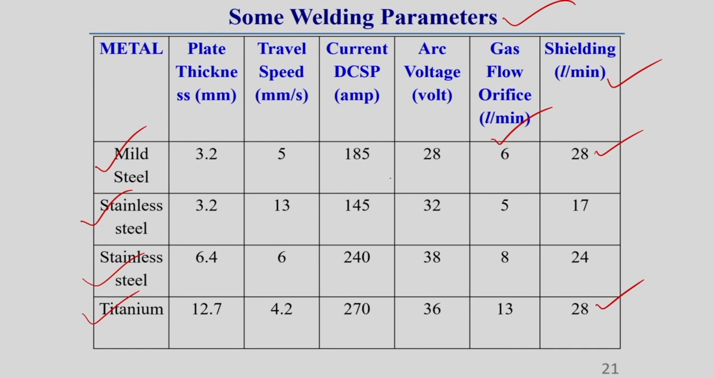Another thing you can see here: for stainless steel the current is higher, 145 here and 240 here, and the gas flow rate increases. So, the higher the current, the higher the gas flow rate. These are experimental data, so you can utilize this concept in the actual field. So, this is all about the plasma arc welding process. Thank you.